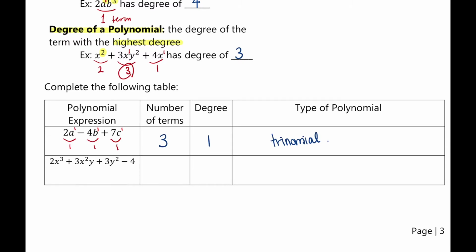Next example, we have 1, 2, 3, and 4 terms. This is called a polynomial. But there are 4 terms here. Let's check the degree of this polynomial. We have a degree 3 for the first term, and we have degree 2 plus 1, 3 on the second term. We have a degree 2 on the third term, and degree 0 on the last one. So the highest one is 3.